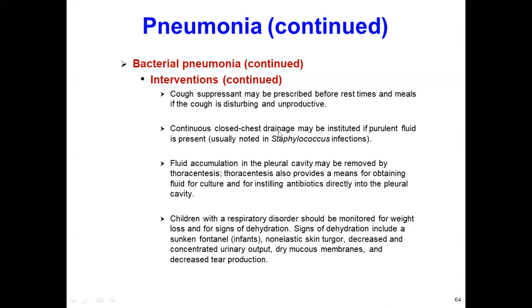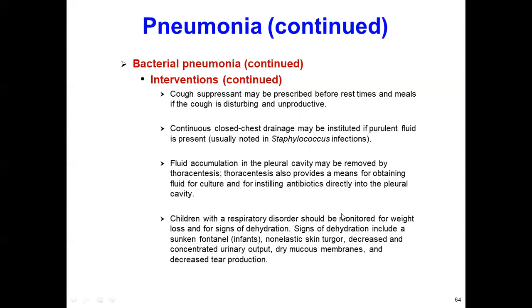Continuous closed chest drainage may be instituted. Fluid accumulating in the pleural cavity may need to be removed by thoracentesis. So what is thoracentesis? It is the removal of fluid from the lungs, right? So removal of pleural fluid or air from the pleural space is very important.